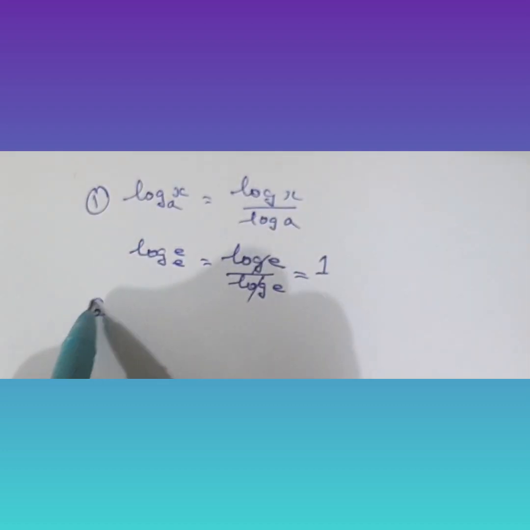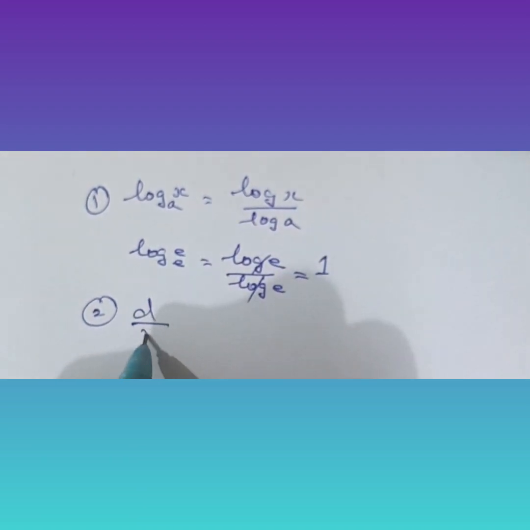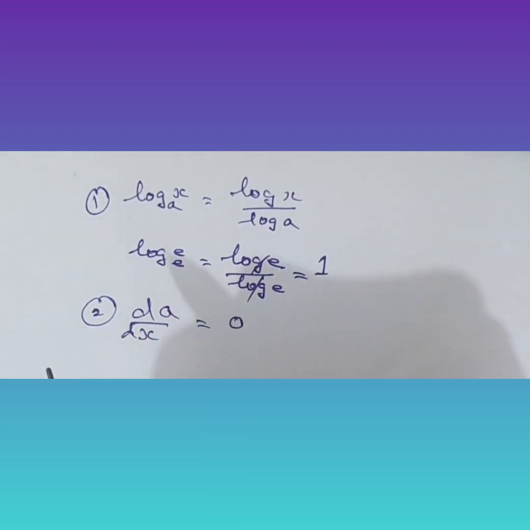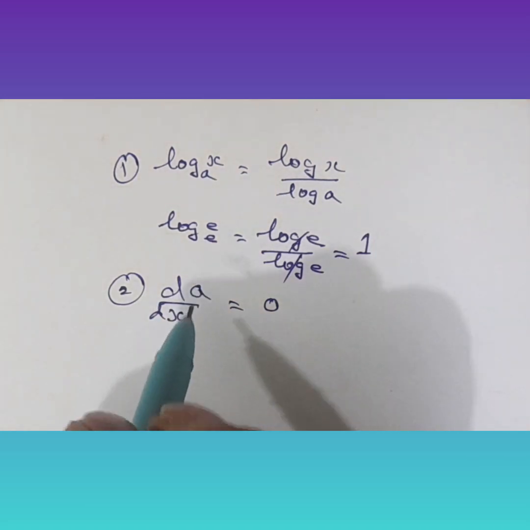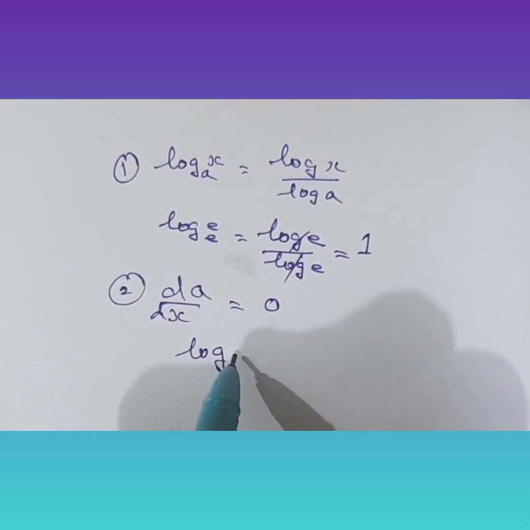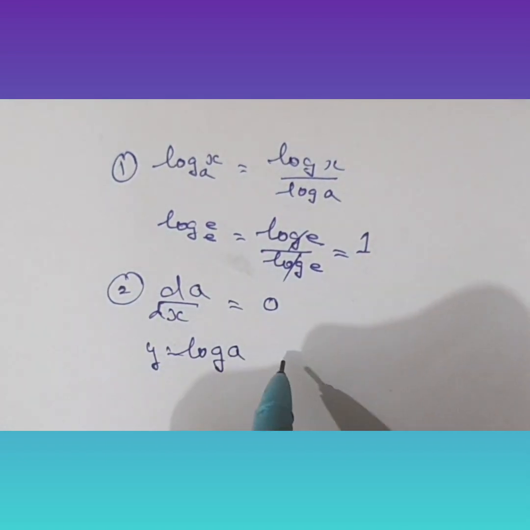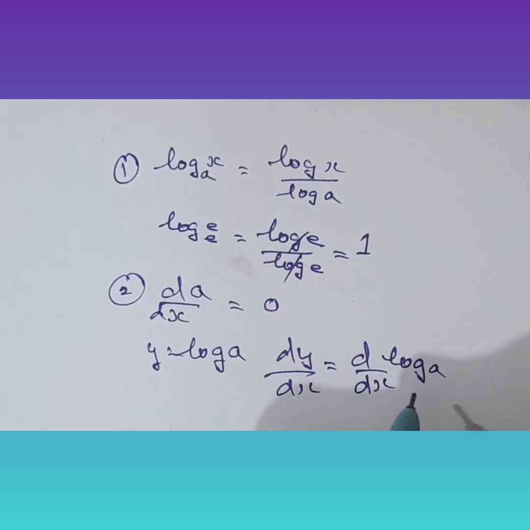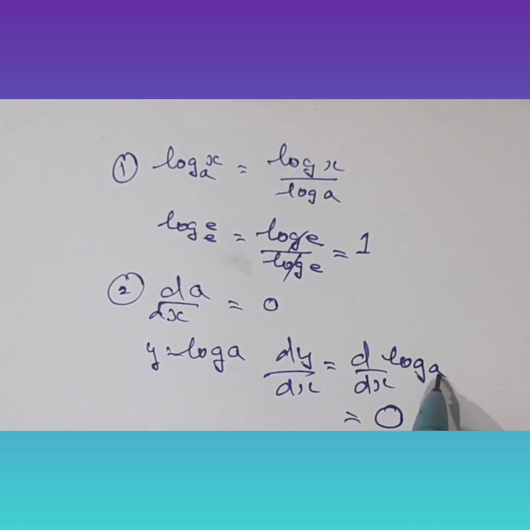Then the second thing: whenever we are differentiating d by dx of a constant a, that would always be 0. Now let's try it with log a. Suppose y is equal to log a. So dy by dx, d by dx of log a, would be equal to what? It would be equal to 0. Why? Because log a is a constant, so this also would be 0. These are the things that you have got to keep in mind.